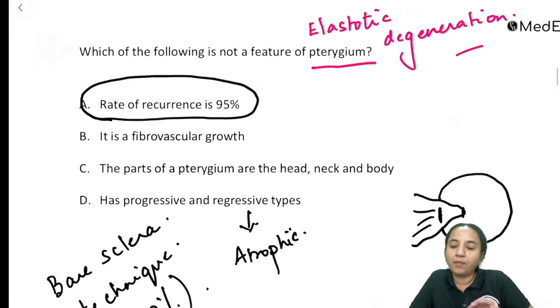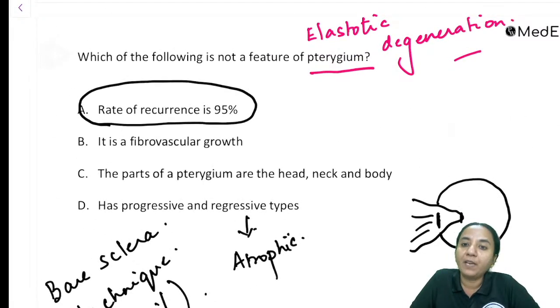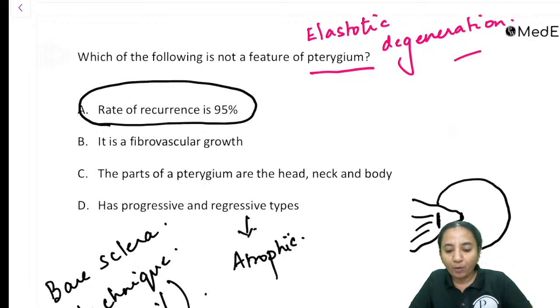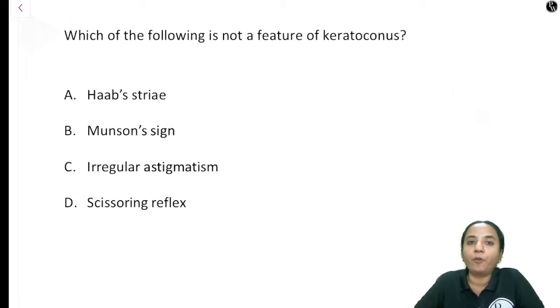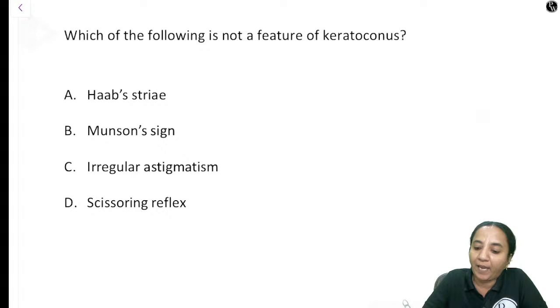Okay, so this is the question on pterygium, which is a type of elastotic degeneration of the conjunctiva. Right? Shall we go to the next question? Next question, again a simple question. Which of the following is not a feature of keratoconus?